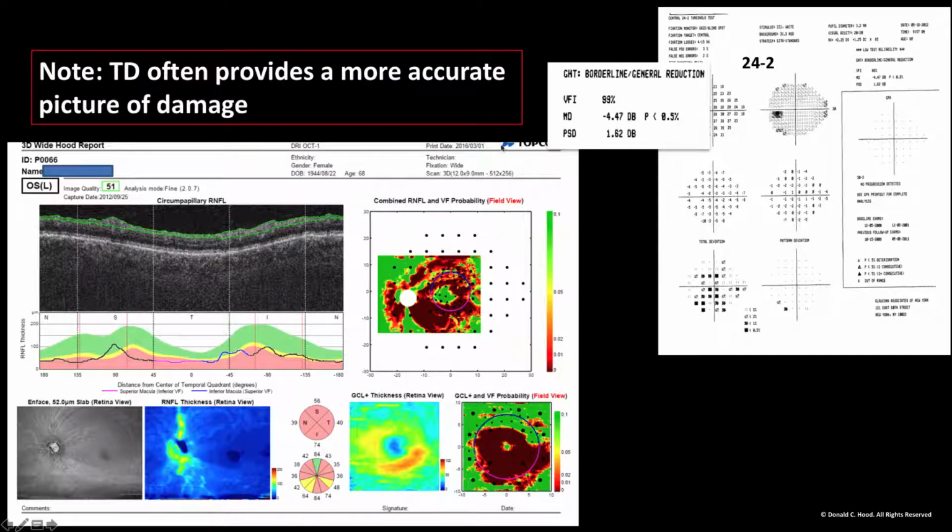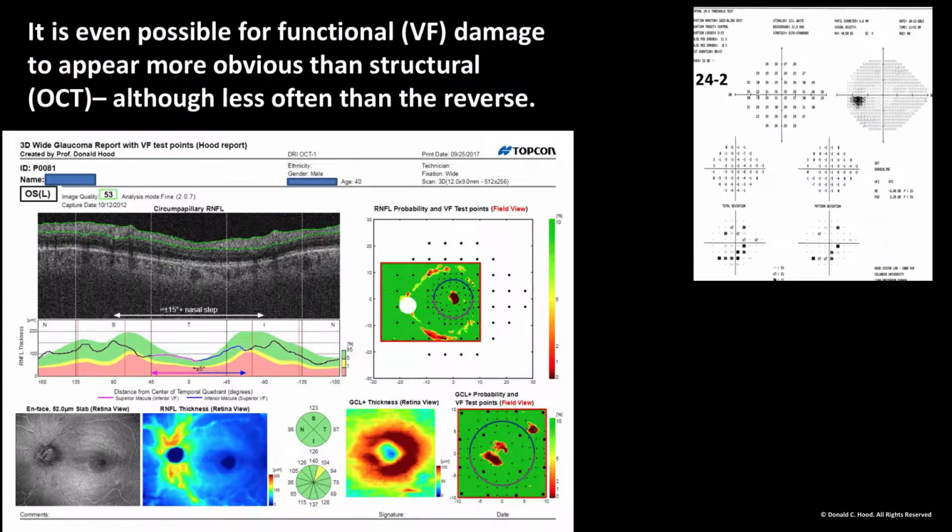All right, so total deviation often provides a more accurate picture than the pattern standard deviation. So here's an example. You know, this eye, glaucoma, the field test was borderline. Pattern deviation totally normal. Mean deviation down. You can see why here. This is essentially normal. You know, this is clearly abnormal. If you believe this, you would never expect all of the damage you can see on the OCT. And on the other hand, the total deviation does agree well with the abnormal regions on the OCT.